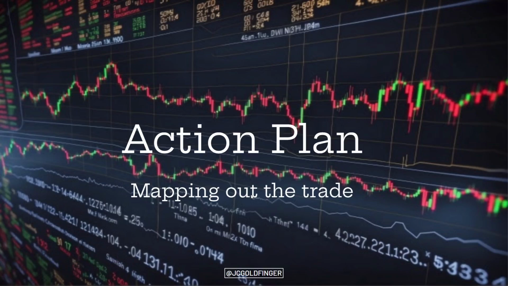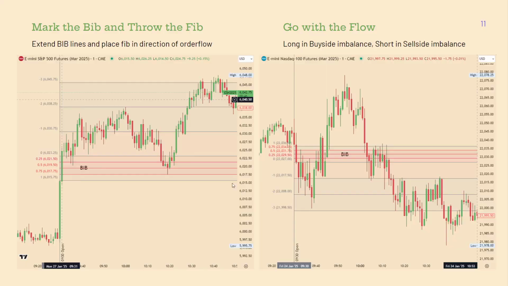Now let's map out this trade with our action plan. As you see here, we extended a BIB area for this gap after 9:30 and put a Fibonacci. Remember to mark your BIB and throw the Fib. This is done in the direction of the order flow to present potential targets. Don't forget to go with the flow. We're longing in the buy side imbalance and shorting in the sell side imbalance.